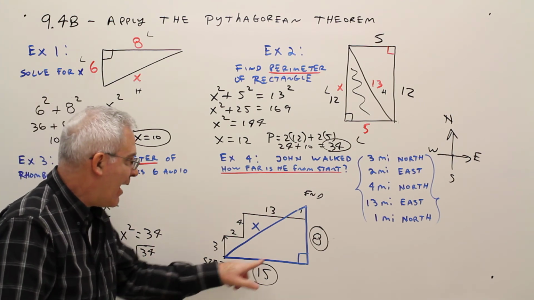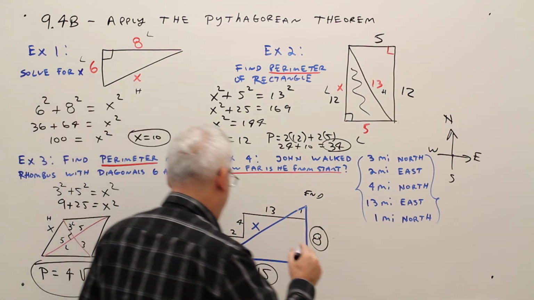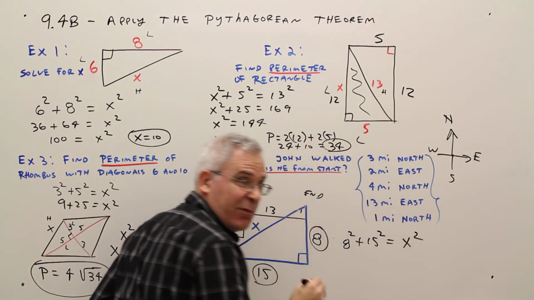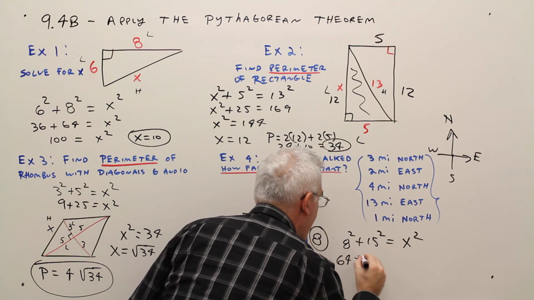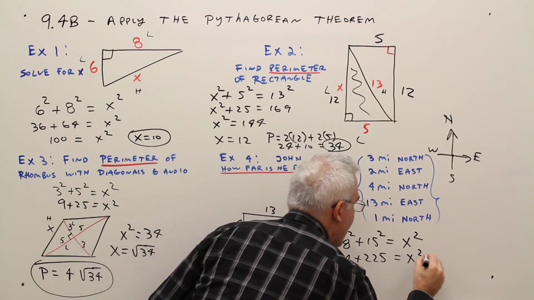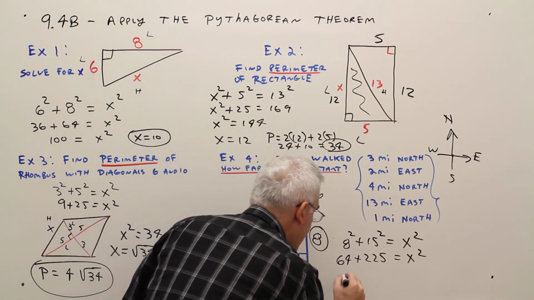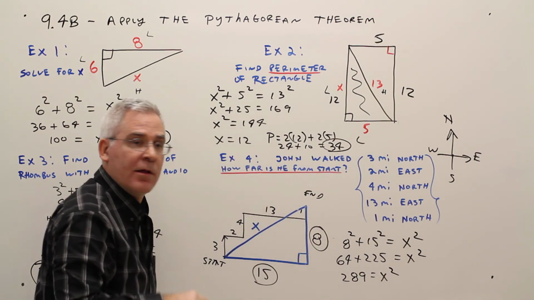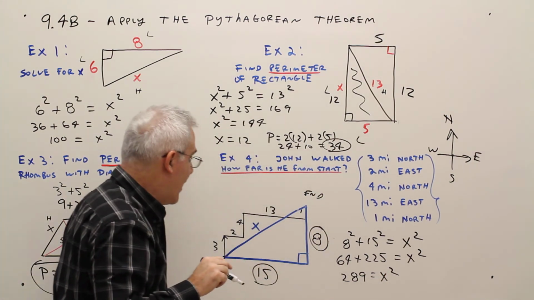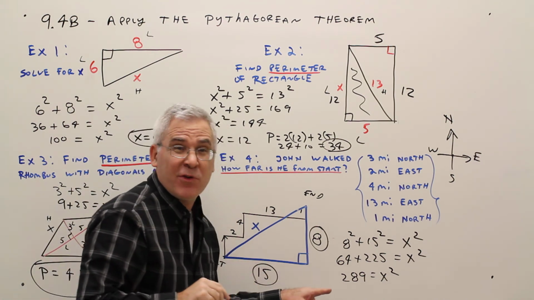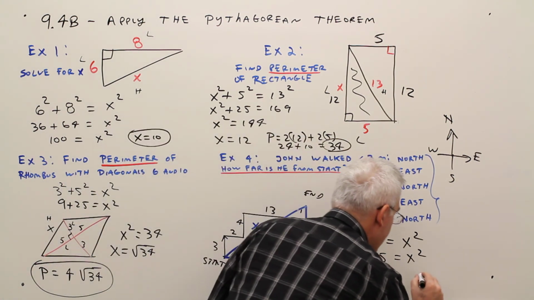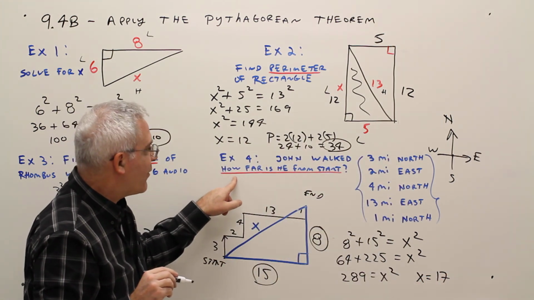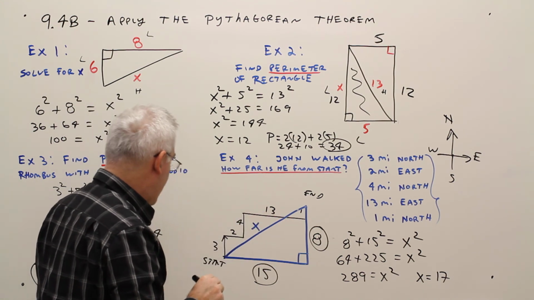All right, again, leg, leg, hypotenuse. So I'll simply say 8 squared plus 15 squared equals x squared. 64 plus 225 equals x squared. Let's see here, that's going to be 289 equals x squared. Take the square root of each side. Again, x can't be negative. The square root of 289 is 17. So x equals 17. How far was he from the start? 17 miles. So I'll just answer that.